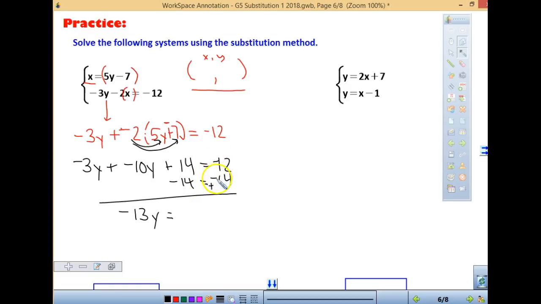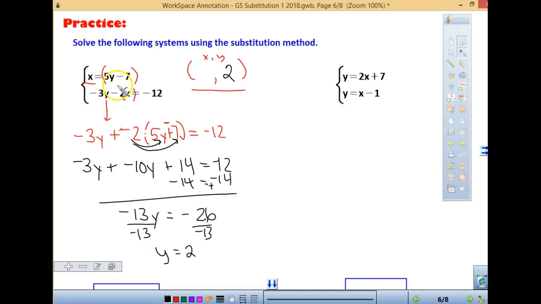So negative 12 minus 14 is the same as negative 12 plus a negative 14, which gives us negative 26. To solve, we're going to divide both sides by negative 13. Y is now equal to 2. We have our first solution.